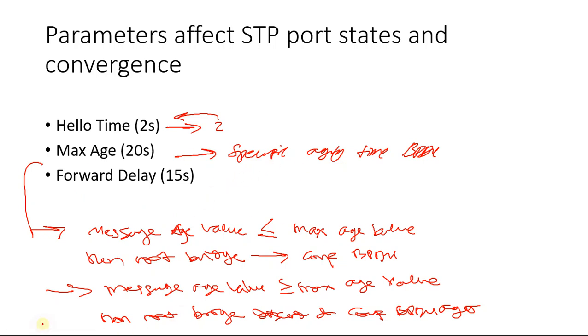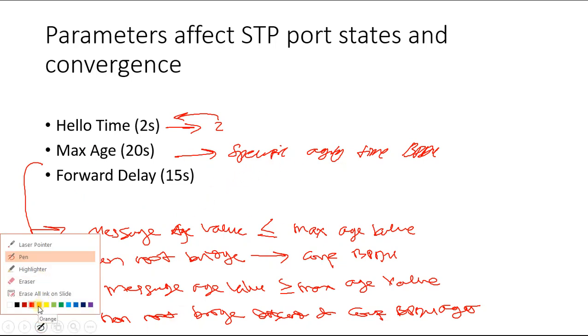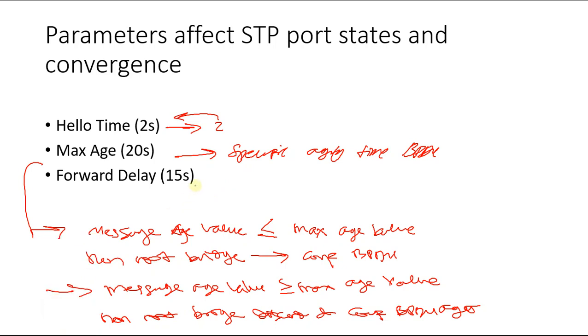I think changing the color will make it easier for us to understand this. The forward delay default time is 15 seconds. The forward delay timer specifies the duration of a port staying in both the listening and learning states. The default value is 15 seconds.